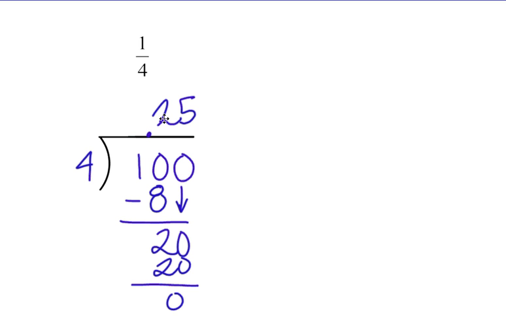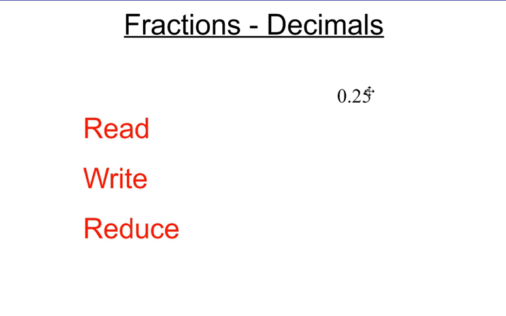And we read that a certain way. So let's talk about how that's read. When we're taking a decimal and turning it into a fraction, we have to be able to read this. So we read this as 25 hundredths. So let's write that, 25 hundredths.